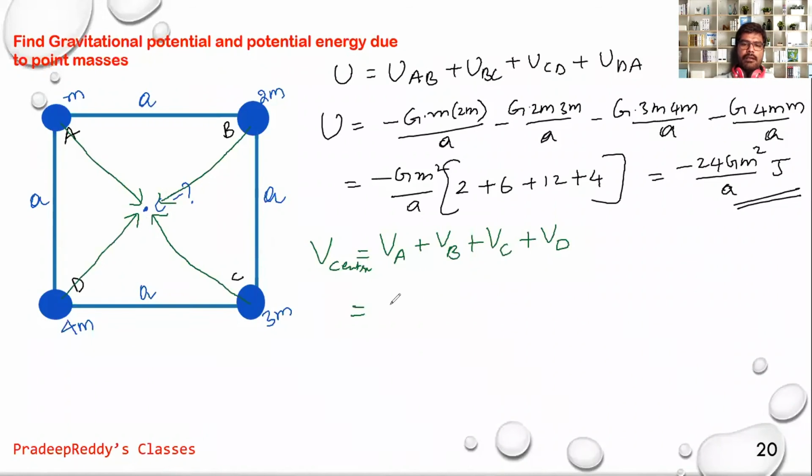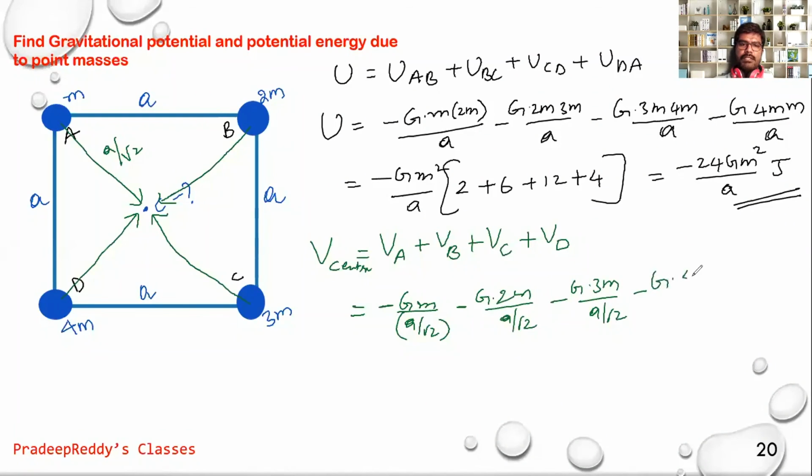It is minus capital G, mass A is m, divided by the separation from here to here, which will be A divided by root 2. Am I right? Because this is root 2 A divided by 2, it is A by root 2. Minus capital G, mass at B is 2m divided by A by root 2, minus capital G 3m divided by A by root 2, minus capital G 4m divided by A by root 2. I can just bring it out: minus root 2 capital G m divided by A.